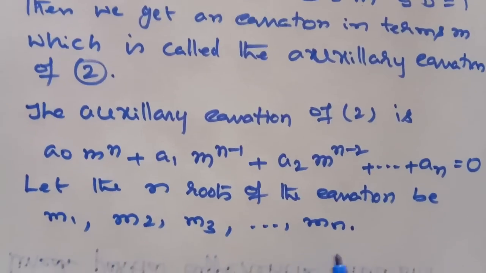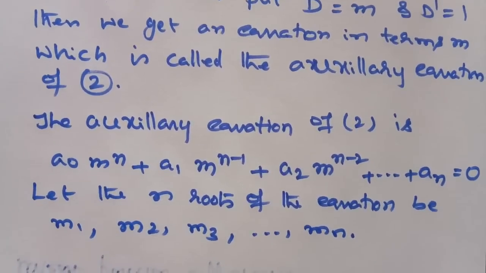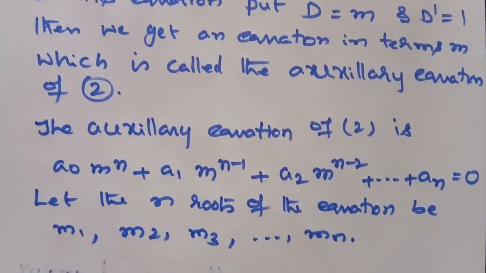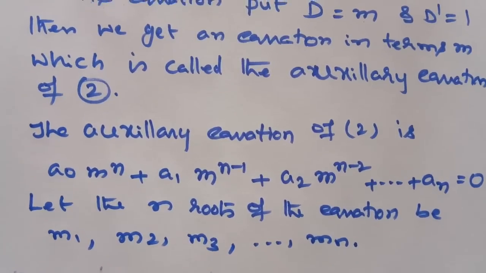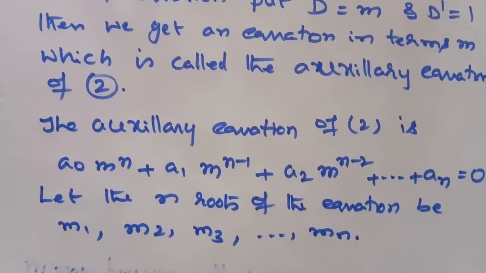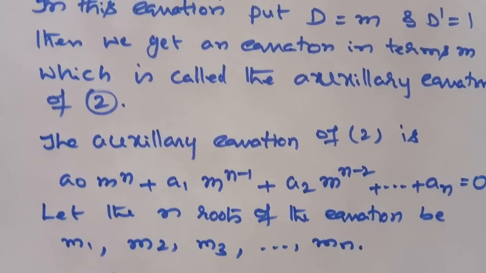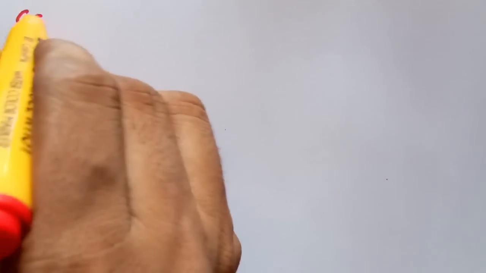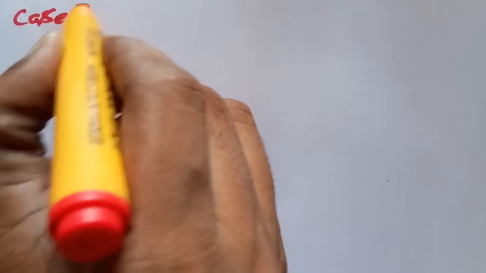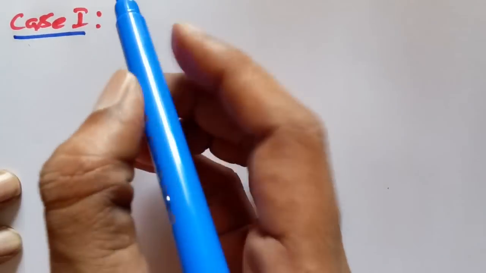Now, here different cases may exist. All the roots may be real or complex, may be equal or different. So we will discuss the different cases of roots of the auxiliary equation. Case 1: all the roots are different.